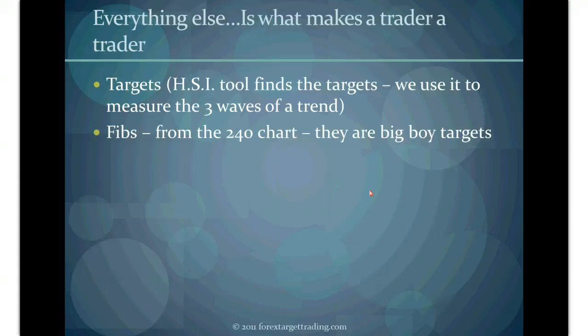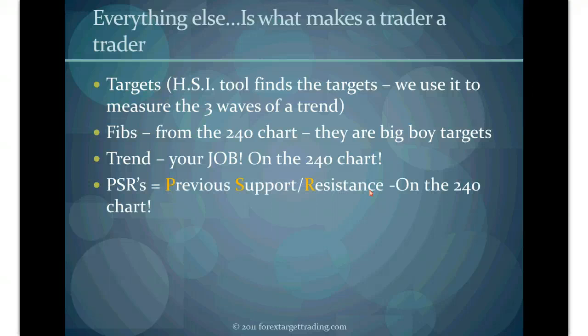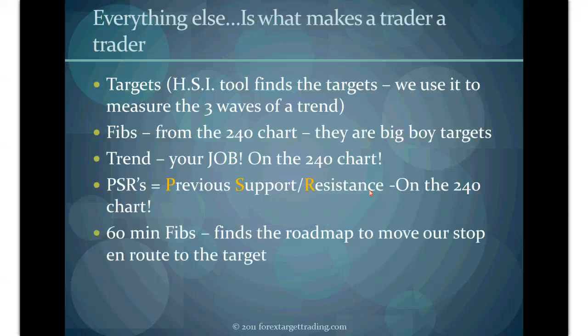But we use it to find the targets in each wave, and there's a maximum of 3 times we can use it. The fibs, we use them from the 240 chart. They are the big boys' targets. The trend, that is your job to find it. It is on the 240 chart. PSR stands for previous support or resistance. PSR. It is found on the 240 chart. I'll show you all this a little later here.